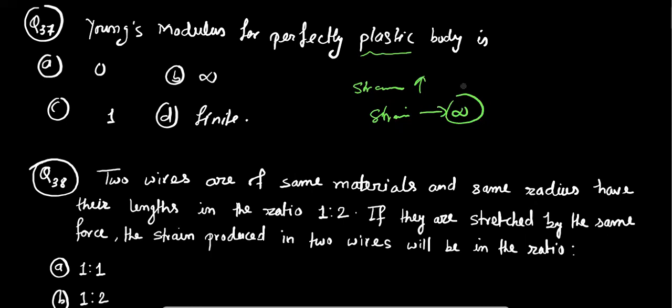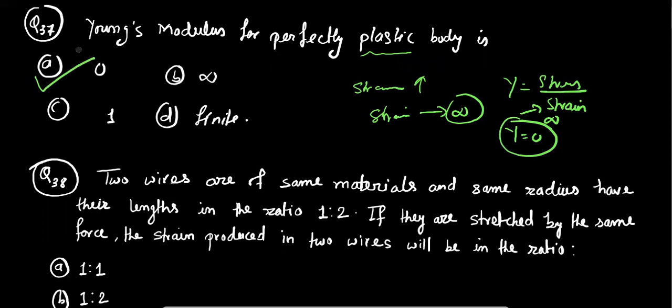Okay, and also Young's modulus is the ratio of stress by strain. So as strain is infinite, Young's modulus must be 0 for a perfectly plastic body. So here option A is the correct option.